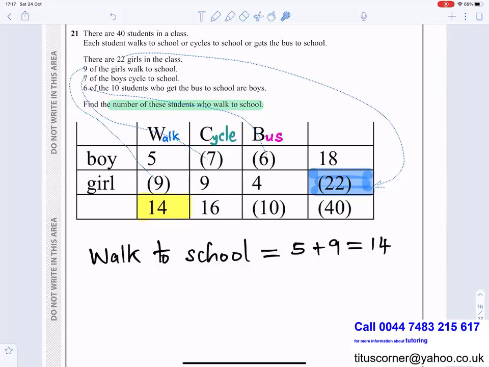So for questions like this, it is very important to draw a table and do it neatly. All the ones in brackets are the ones given in the question. Use those to work out the missing ones by subtracting from the total or adding to get the total. Like 5 plus 9 gives you 14 for the total who walk. 5 boys walk and 9 girls walk to school.